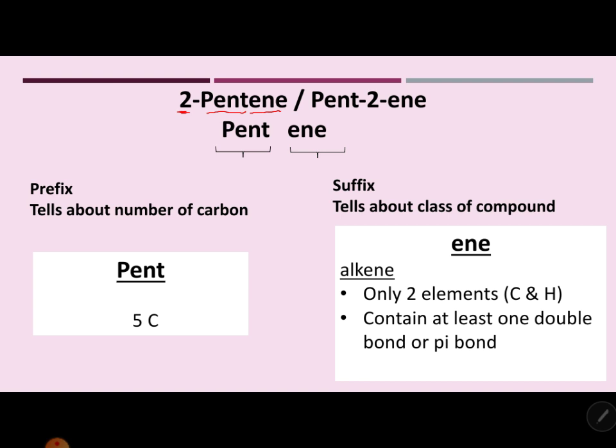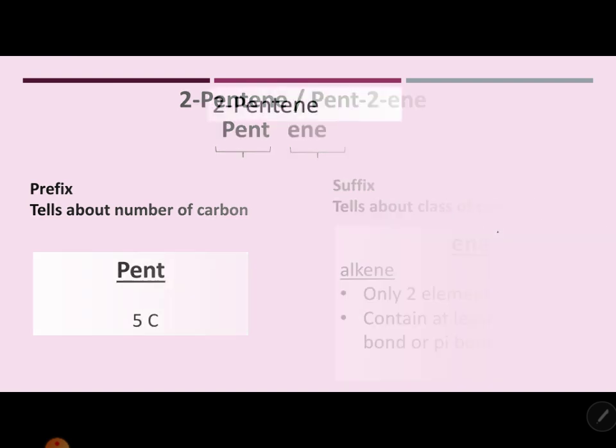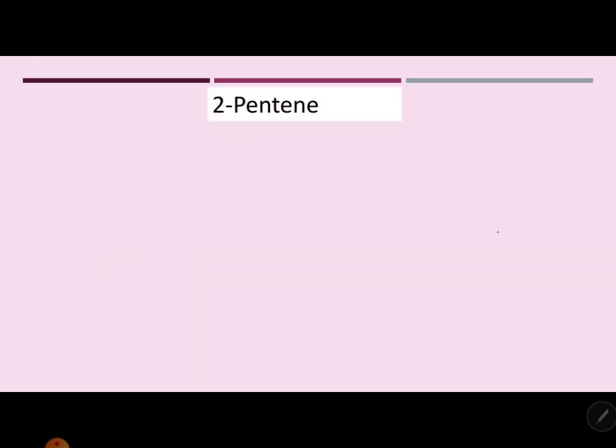Now let's draw the structure. As we already know, this compound contains 5 carbon atoms, so write capital C 5 times in a single row like this. Connect these carbon atoms with single bonds, and don't forget to put a single bond before the first carbon atom and after the last carbon atom.